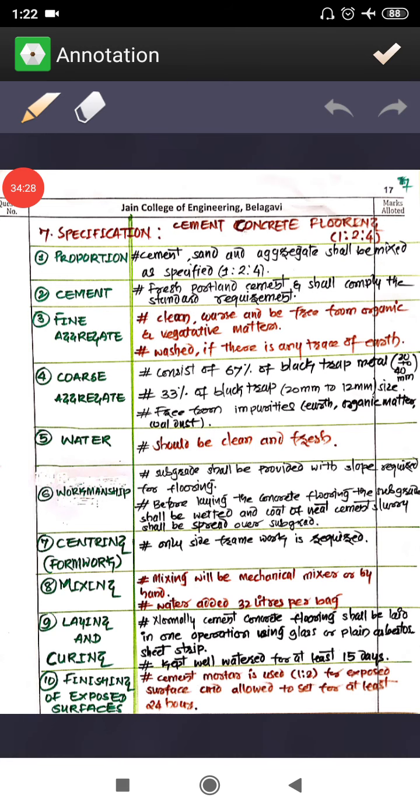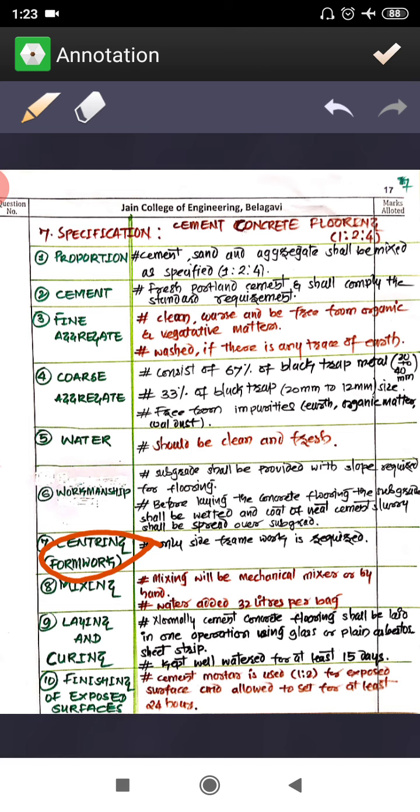Okay, so friend, the next is cement concrete flooring, 1:2:4. Now cement concrete and RCC, you'll be having the same sequence. Only thing is that there you'll be using reinforcement, here we don't have reinforcement, right? Only that difference is there. And also the centering work, it may be or it may not be. If you write that, that is also fine.